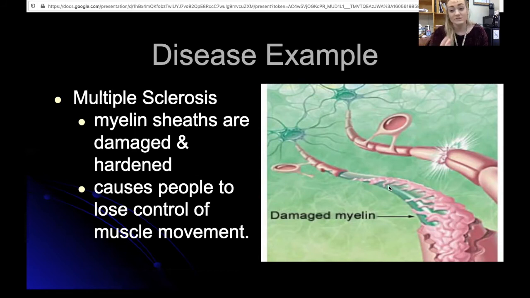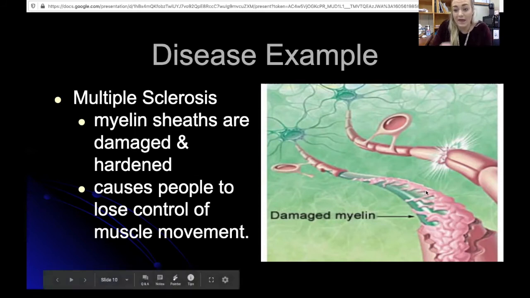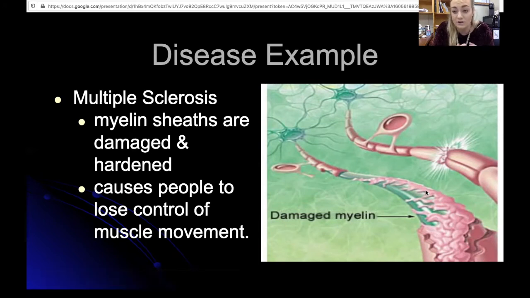As we said, our brain is our control center for pretty much everything that we do, especially our muscle movement. We learned that in our last unit. So when these myelin sheaths are damaged, they're not able to receive that stimulus from the nervous system, from the muscular system, adequately. And so they're not able to control the functions of our muscular system anymore. This can cause people to lose control of their muscle movement. So that is what multiple sclerosis is.